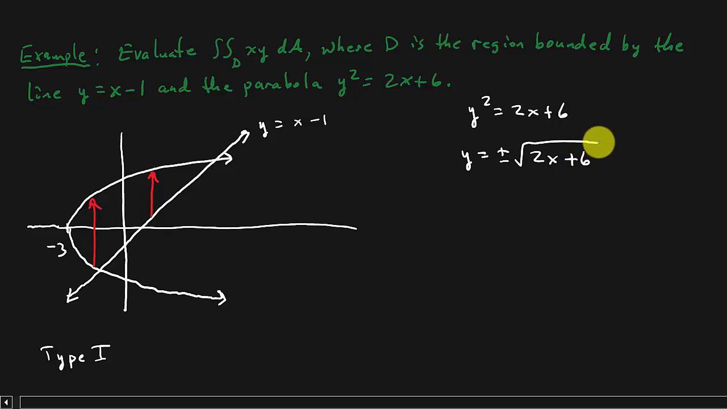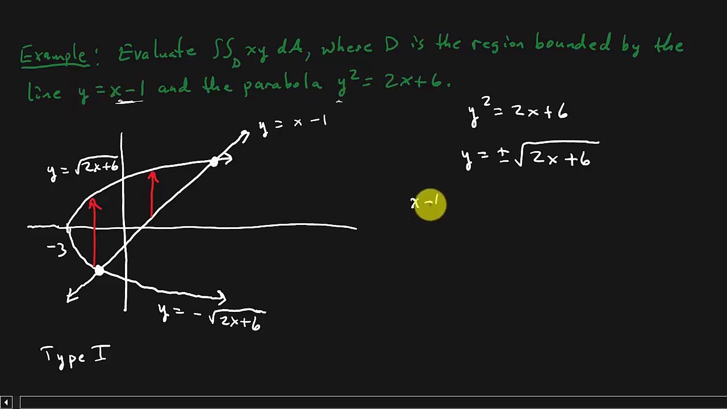So you can see here, this is y equals the square root of 2x plus 6, and this one down here is y equals negative square root of 2x plus 6. See that? And we do need to find out where these two graphs intersect. You can set them equal to each other, I guess, but I think maybe the easier thing to do would be to take this x minus 1 and plug it in for y, because isn't that what y is?